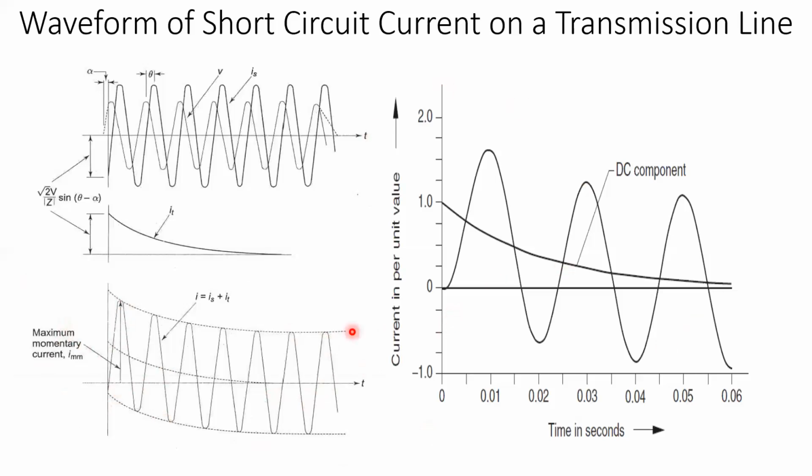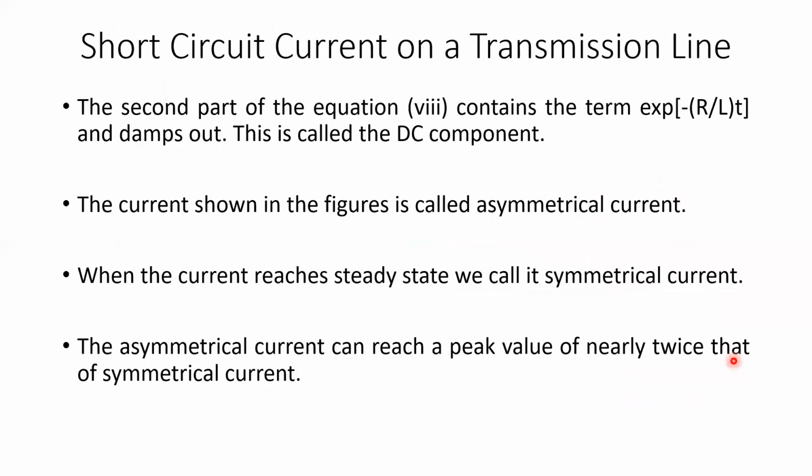So this is another diagram where you can understand it clearly. This is the current in per unit value, and this is the time in seconds. So as the time increases, the exponential component decays, and the symmetrical component or the sinusoidal component reaches the steady state value. So the same thing is written here. We can see that the second part of the equation 8, which contains the term exponential minus R by L t, is damped out. This is called the DC component.